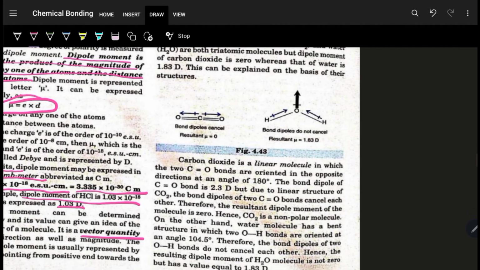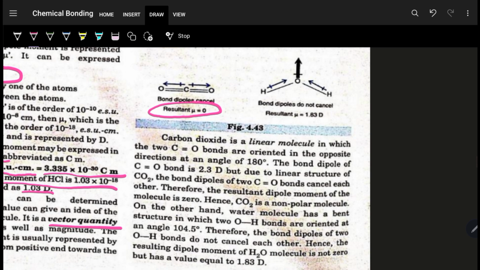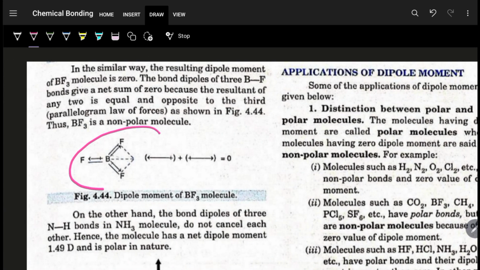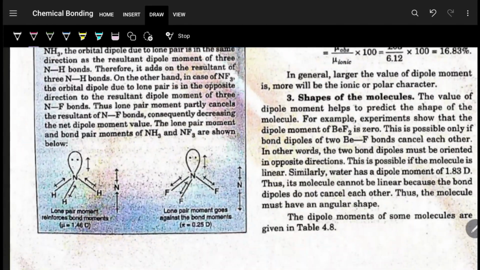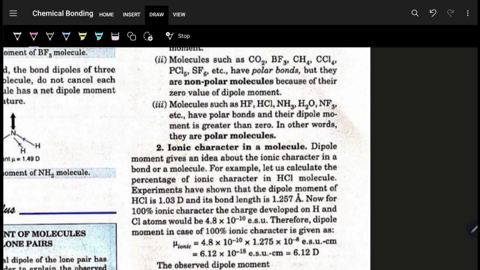We have seen the dipole moments of H2O and of CO2, which is linear, so it has zero dipole moment, because the individual bond moments cancel each other's effect. Same thing we had seen in the BeF2 molecule. Okay, so now let's see over here, BF3 we have already discussed, so we are not discussing that. NH3 and NF3 we have already discussed, the same thing over here in the resource.